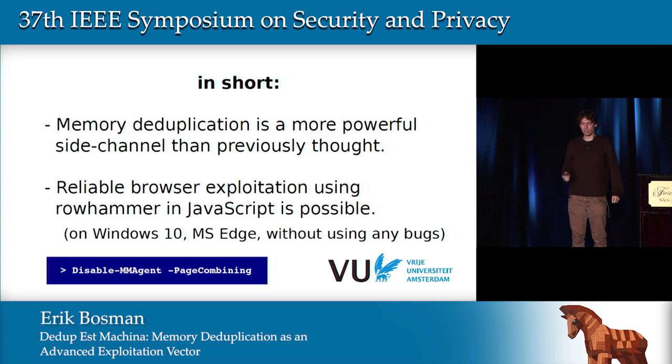So in short, memory deduplication is a way more powerful side channel than previously thought. In our paper, we also have an example of leaking information from a different process. It's possible to do reliable browser exploitation in JavaScript. That's it. Any questions?